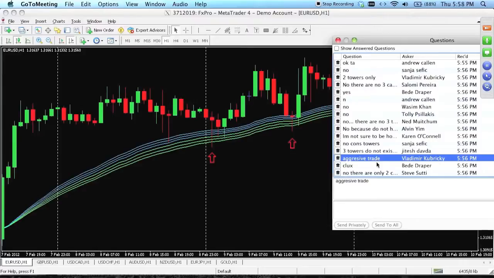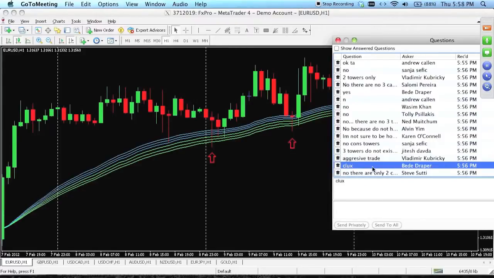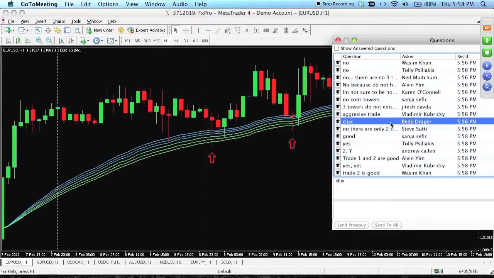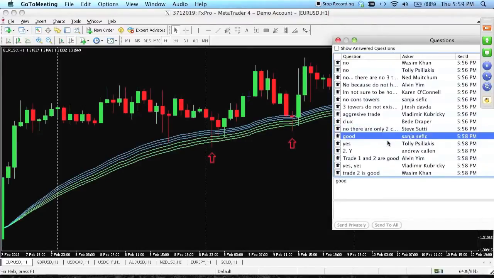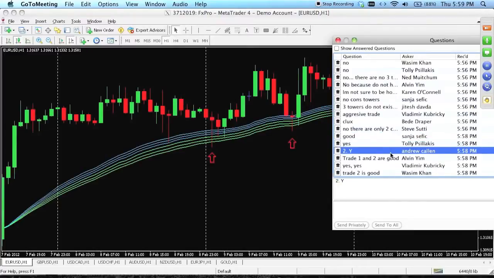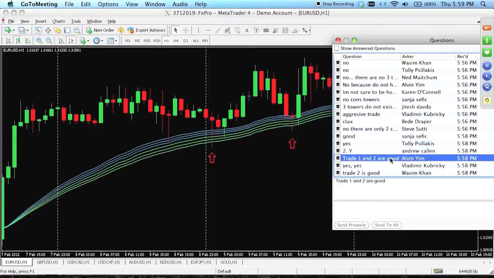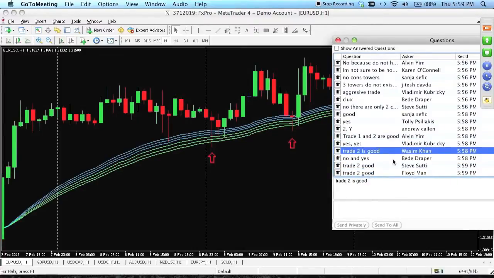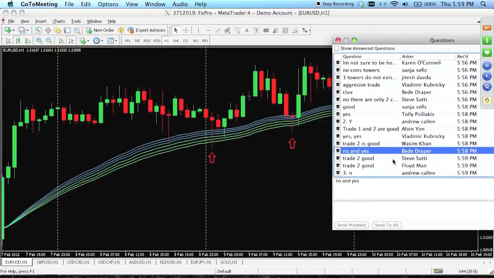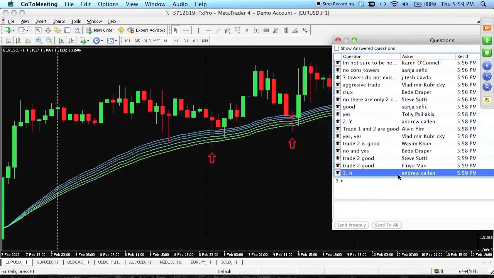Okay, Valdemar, aggressive trade, good, good. Bede, Klux, Steve, there are only two candles in a row. Sonia, good. Totally, yes. Number two is also yes. Trade 1 and 2 are good. Valdemar says yes and yes. Wasim says trade 2 is good. Bede says no and yes. Steve says trade 2 is good. Floyd says trade 2 is good. Andrews says no and yes.